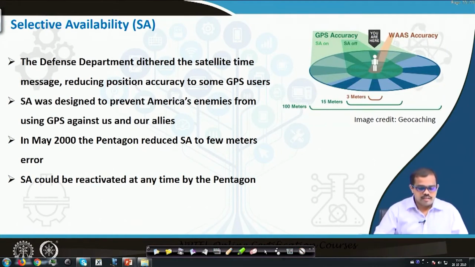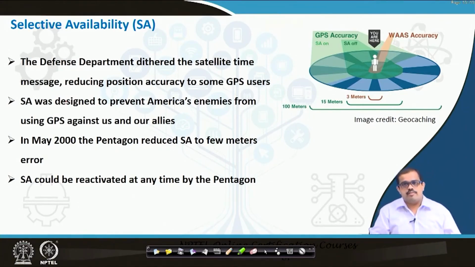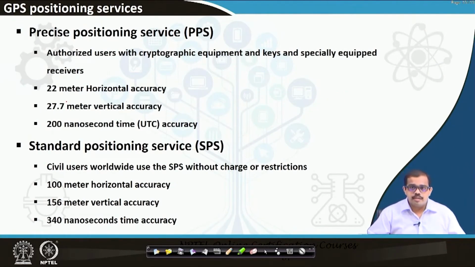And when you look at selective availability, some of the very well known enemies of the United States of America, I would not say enemies, it was friends come foes, have selective availability, whereas some of the very good nations which have good relations have the precise positioning system. Okay. So when we look at the GPS positioning system, we have two types, one is the precise and the other is the standard. And standard is for most of the countries, which is on a list of positioning systems where the accuracy is very limited.